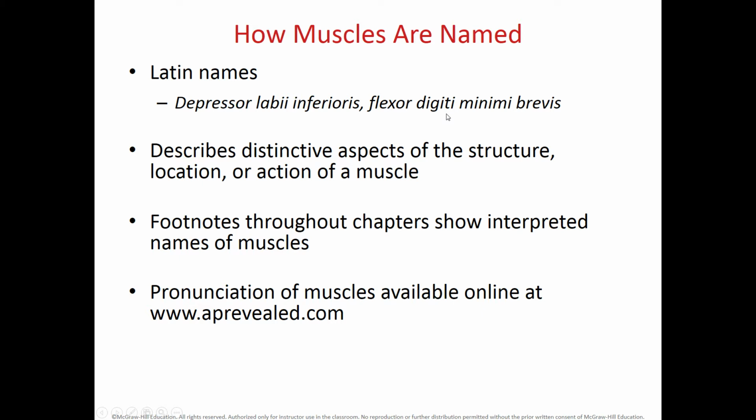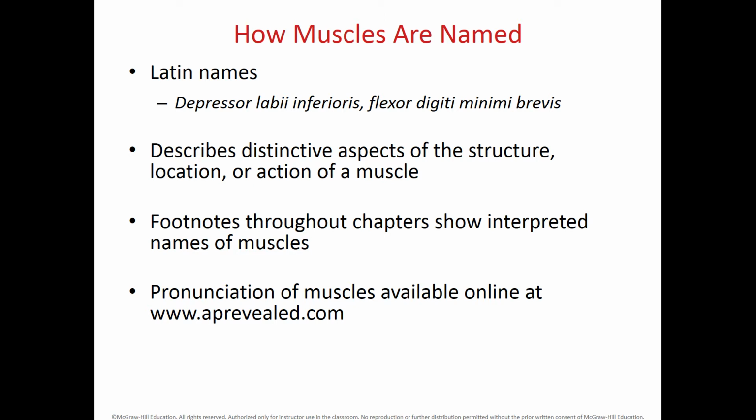And then flexor digiti minimi brevis. Flexor means that you are flexing, minimi stands for the smallest, brevis is short, and digit is for finger. Muscle names are interpreted in footnotes throughout the chapter, but flexor digiti minimi brevis means that this is the flexor of the smallest finger, and this is the short one, because we have a longus. So the muscle's name describes a distinctive aspect of the structure, location, or action of a muscle.